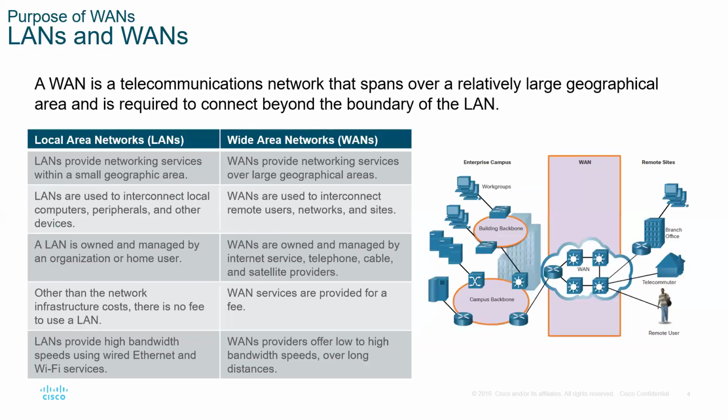Purpose of WANs. So we start by defining and differentiating LANs and WANs. By definition, a WAN is a telecommunications network that spans a relatively large geographical area and is required to connect beyond the boundary of the local area network. Now, WANs are used to connect geographically separate local area networks.